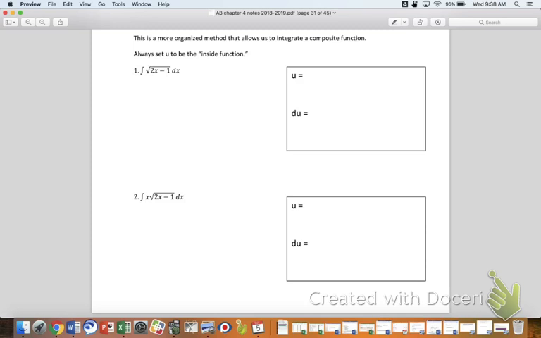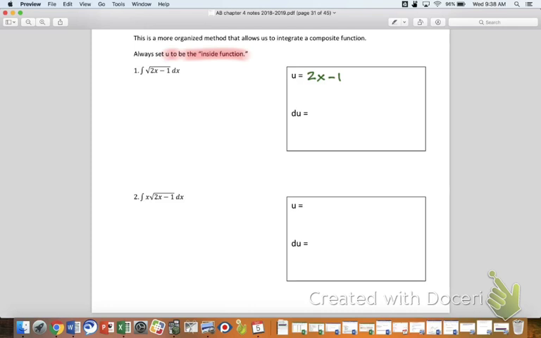This is called change of variable or sometimes substitution. And the way you do this is you always make your u. This is kind of like what we did yesterday. You always make your u your inside function. So in this case, what would you guys say is the inside of the composite? 2x minus 1. So over here, I'm just going to get things organized and say, all right, u is equal to 2x minus 1.